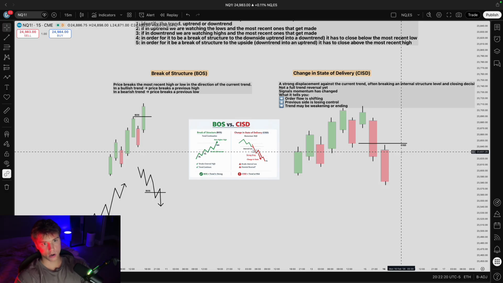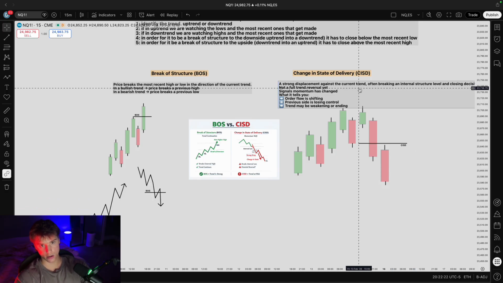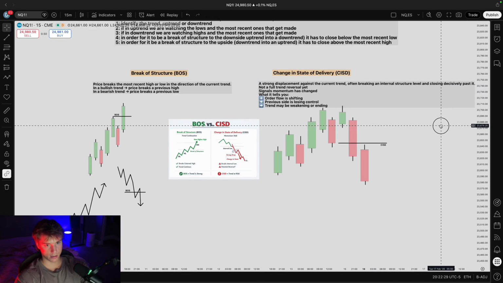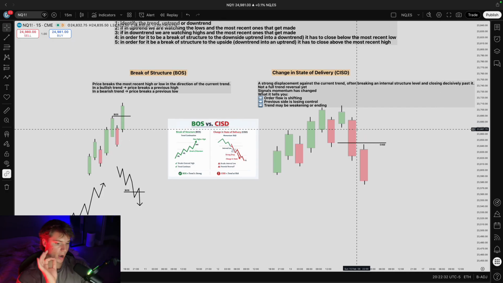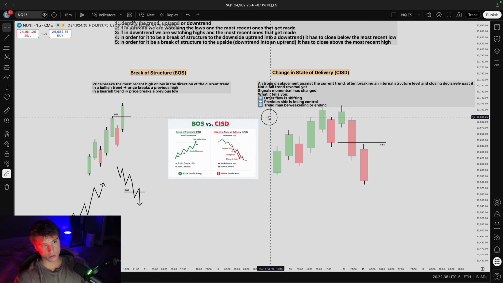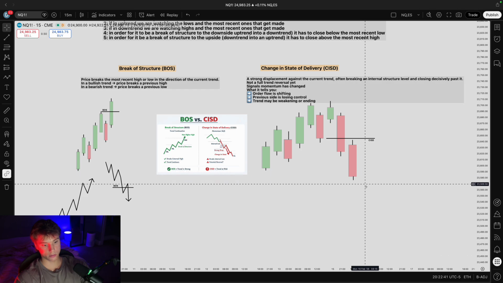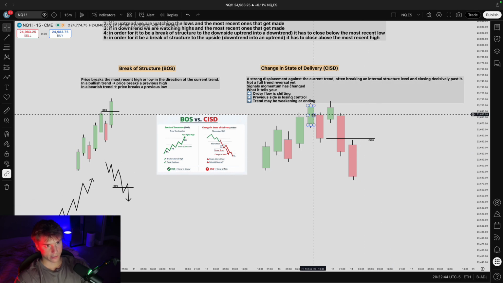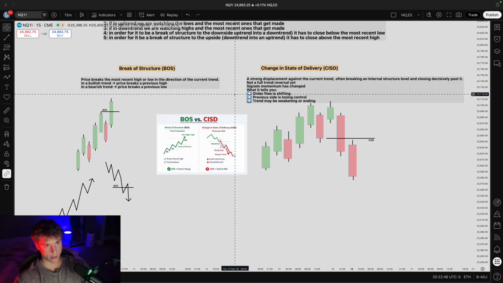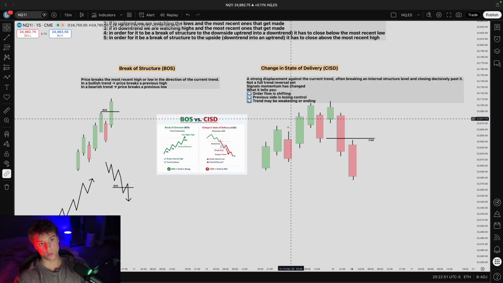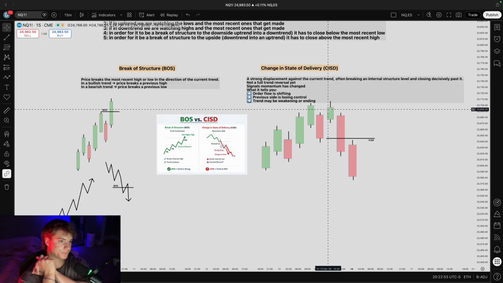It is a strong displacement against the current trend, often breaking an internal structure level and closing decisively past it. Decisively means that the body is closing below it. So it's not a full trend reversal yet, but you will get that once you create new lower lows and lower highs. So it tells you that order flow is shifting. The previous side, the upside, is losing control, and the uptrend may weaken or is just ending.